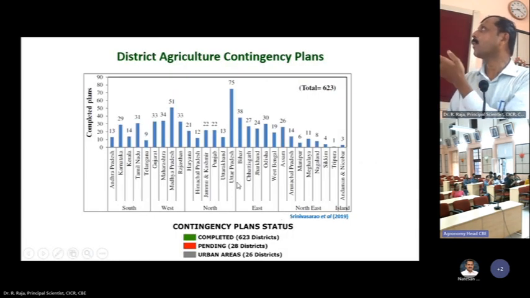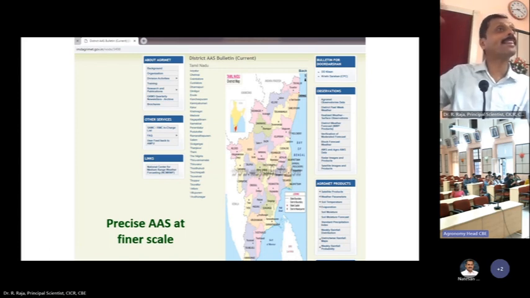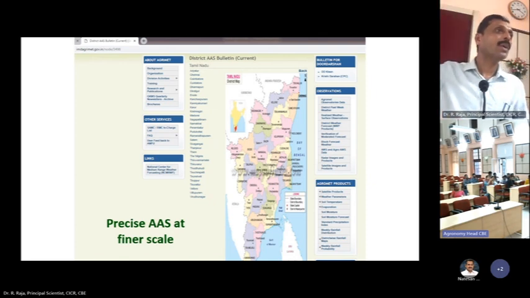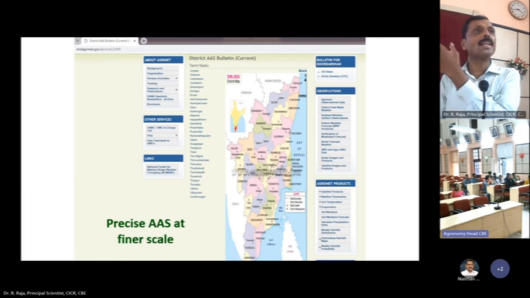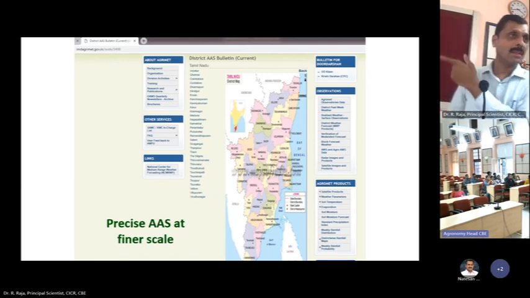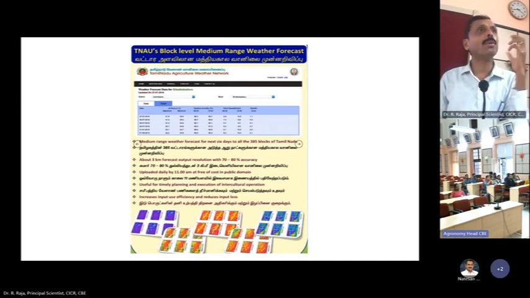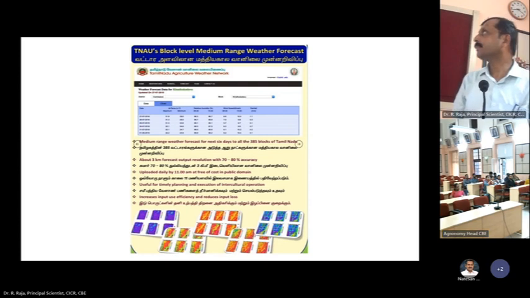Same way, another one, your agro advisory service, block level, finer scale. Our IMD only started it in AgroMet. So block level, medium range weather forecasting. Earlier it was every day at 11 o'clock they used to give the weather for the next 3-4 days. So that you can plan what you can do in the next 2-3 days. I think it is still operational, but it is still there. So this is one such thing. When you give agro advisory at a finer scale, we can avoid losses.